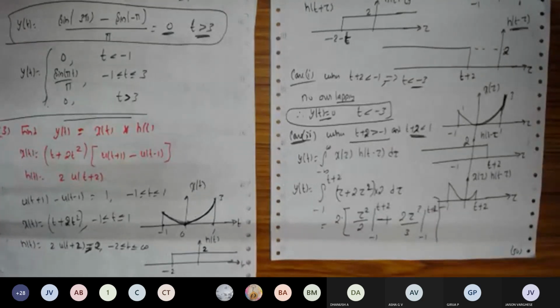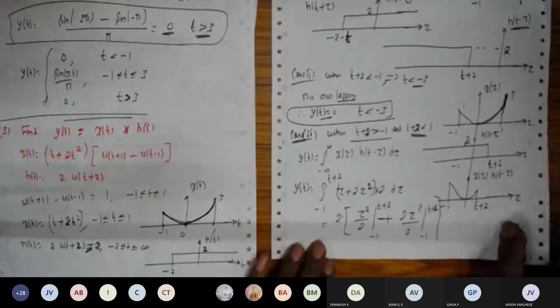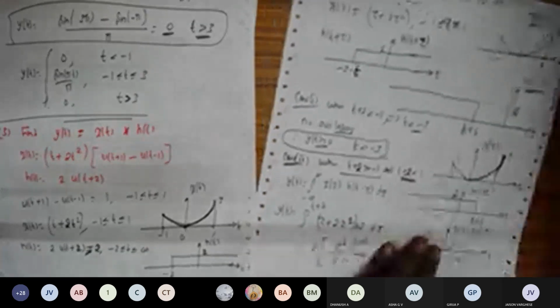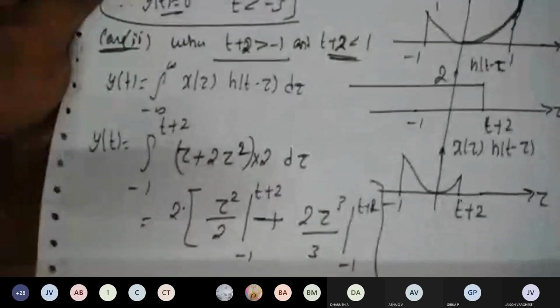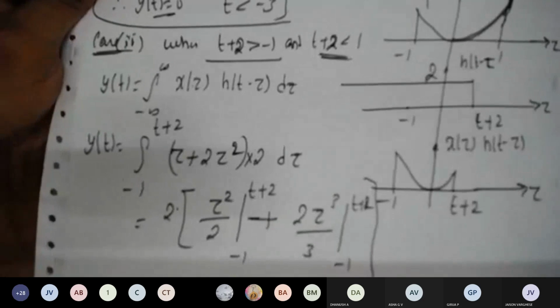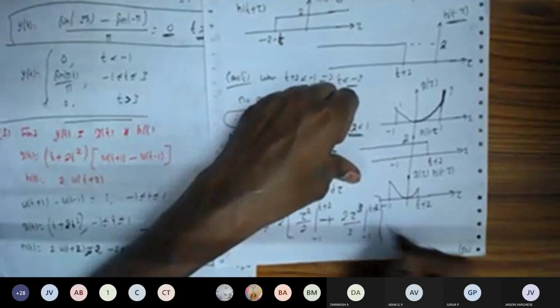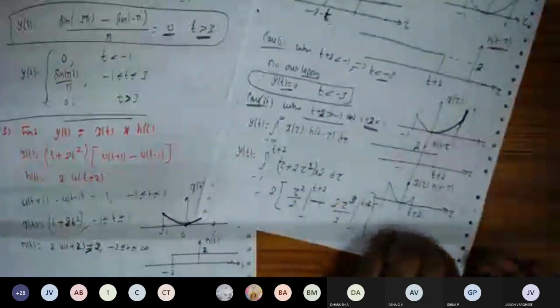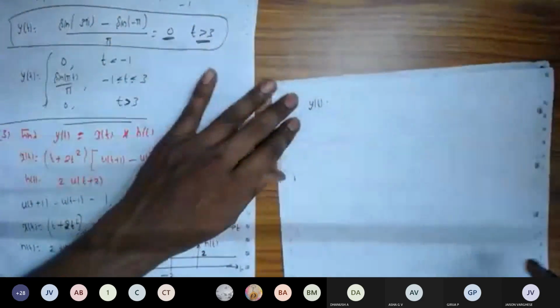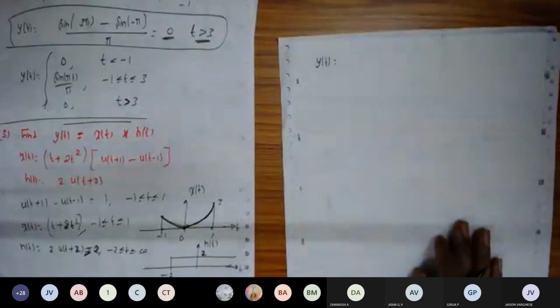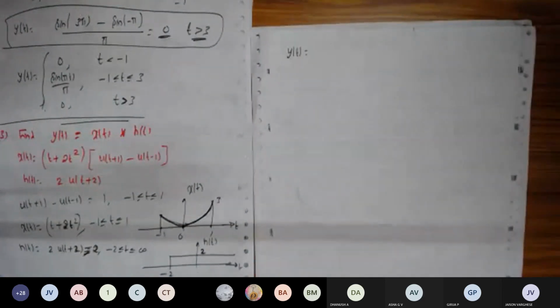Now apply the limits of the integration. Tell me the answer, how much you will get here. Apply the limits of the integration and tell me the final, simplified answer. Simplify it and tell me. That is the expression for y of t we will get here. Do simplify.